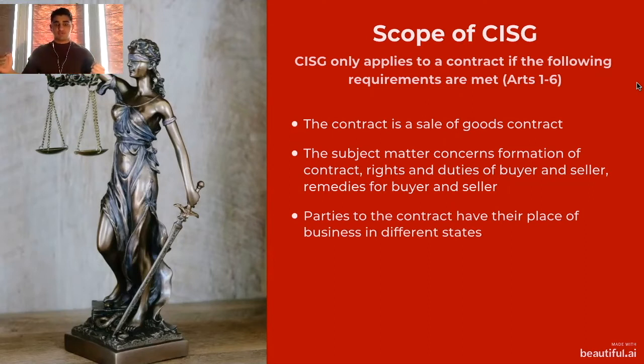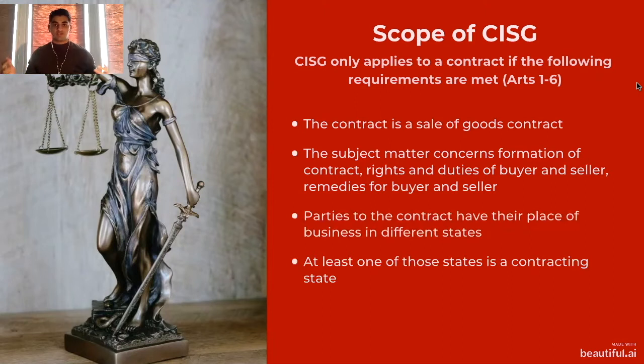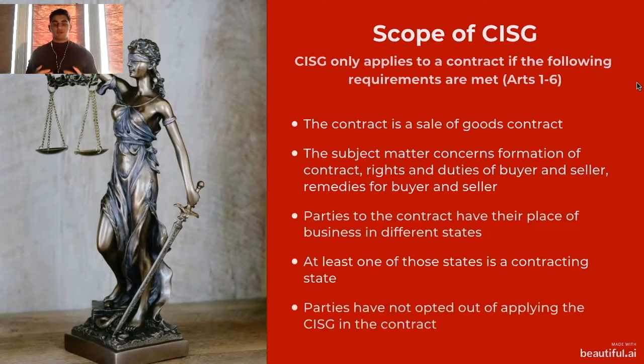So this is international contract law. It has to be different states, and at least one of those states has to be a contracting state to the CISG. So one of those countries has to have signed up to the CISG. Otherwise, the CISG doesn't apply. Finally, the CISG will apply automatically as long as the parties haven't explicitly opted out of the CISG in the contract. So unless you've stated in the contract that the CISG does not apply, it will apply automatically, as long as the other conditions are met.